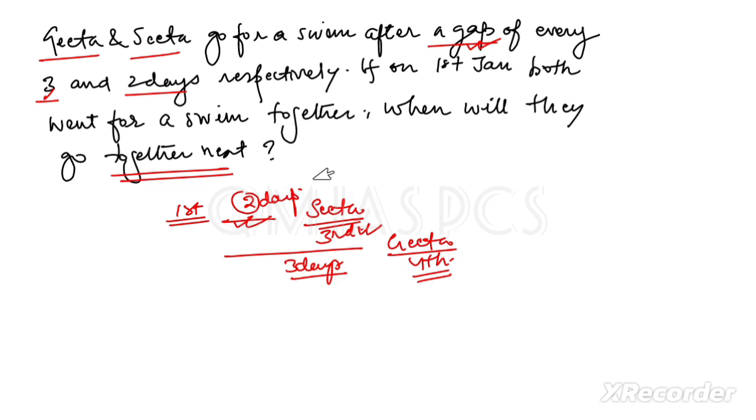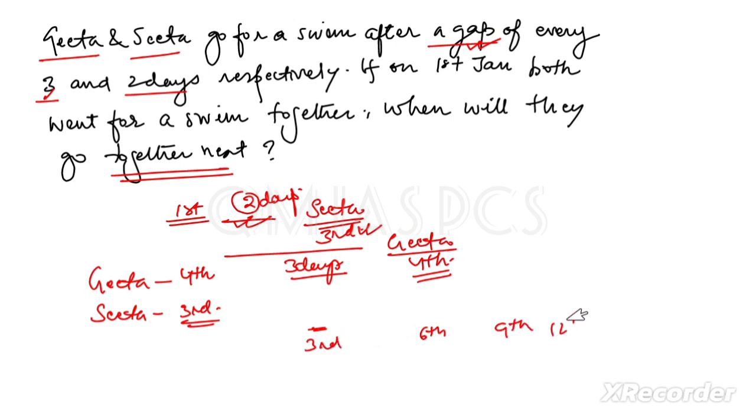So for Geeta, with a 3 days gap, she will go on the 4th day, and Sita will go on the 3rd day. Now understand this: Sita goes on the 3rd day, then 6th day, then 9th day, then 12th day. And Geeta goes on 4th, then 8, then 12. This is a common point, 12 is the answer. So how to find this one?